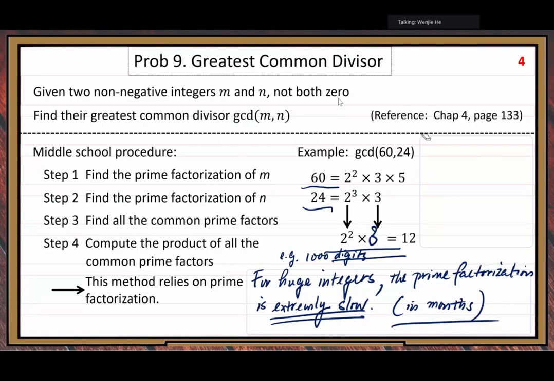RSA is the initials of three professors, the RSA encryption algorithm. The basic idea is to multiply two large primes. When you do multiplication, it's very fast, right? A computer does multiplication in less than one second.